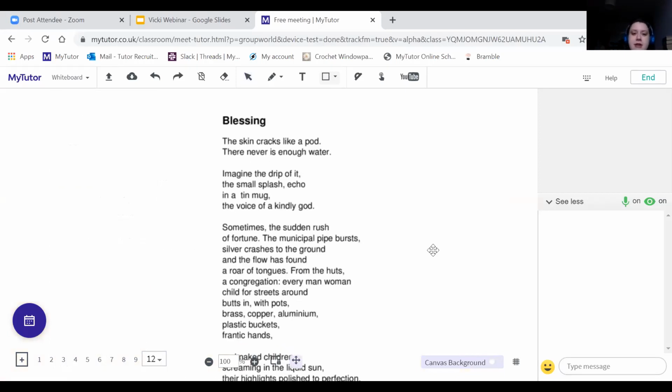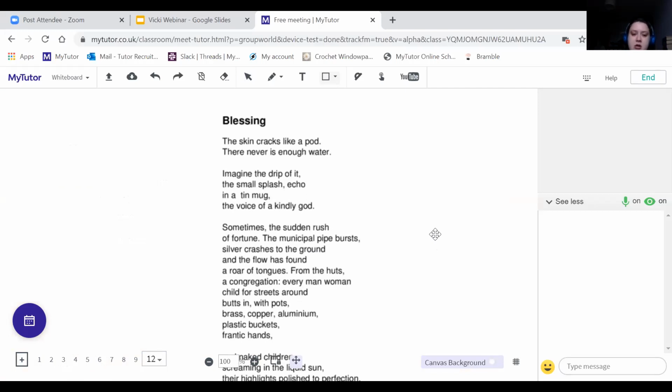So the skin cracks like a pod, there never is enough water. Imagine the drip of it, the small splash echo in a tiny mug, the voice of a kindly God. Sometimes the sudden rush of fortune, the municipal pipe bursts. Silver crashes to the ground, and the flow has found a roar of tongues.